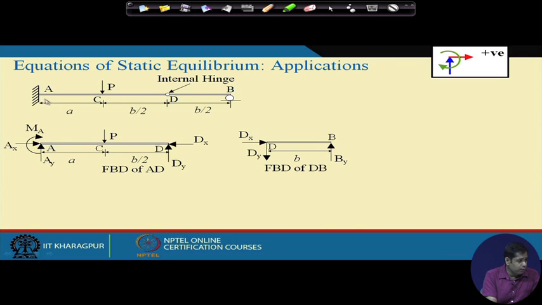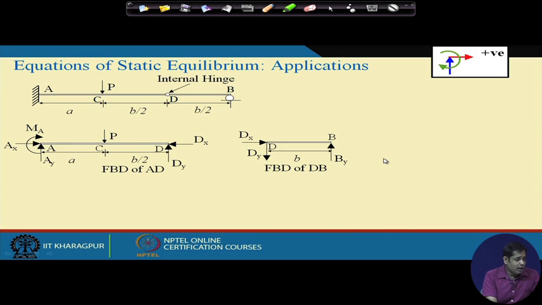One thing please note: when the free body diagram of AD is drawn, the vertical forces and the horizontal forces are shown in this direction. But the same joint D, when it belongs to part DB, the horizontal and vertical forces are shown in the opposite direction. The reason is that when we join them at point D, they should satisfy equilibrium. In order to satisfy equilibrium, these two forces should be equal and opposite, and these two forces should be equal and opposite, so that at the hinge support there will be no net force, right. So, please be careful when you draw a free body diagram, especially those which contain hinges.